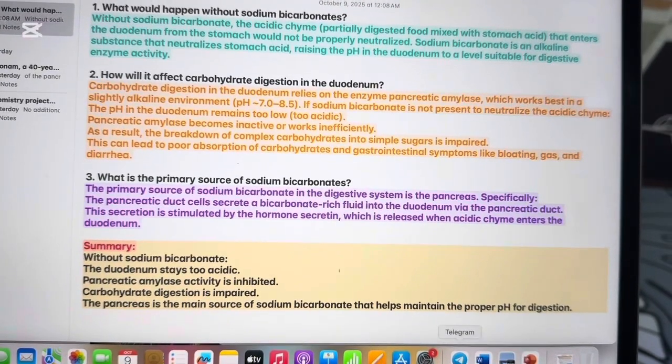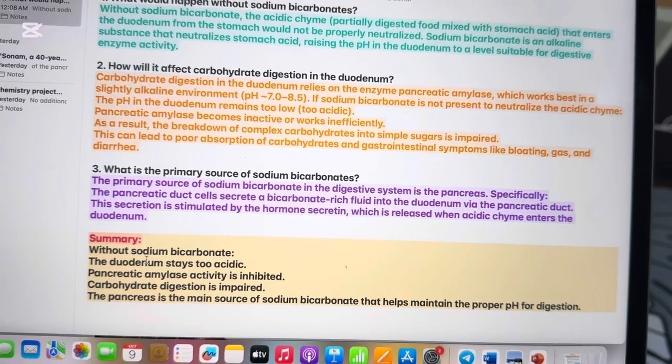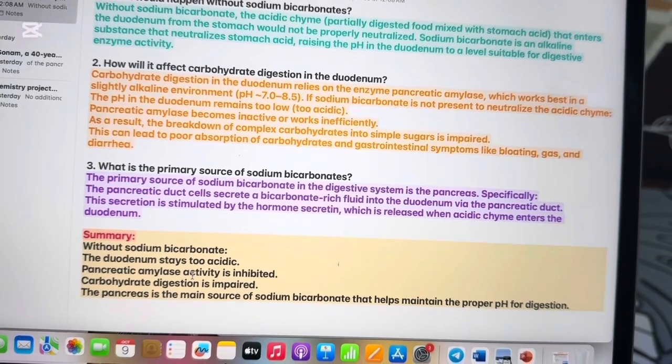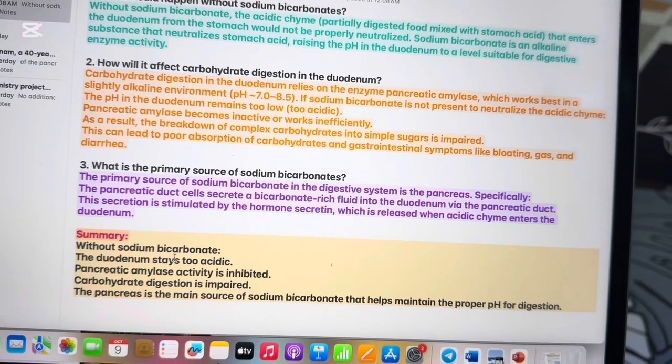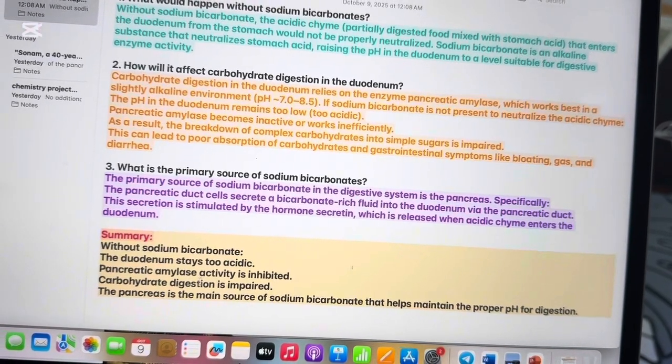So to summarize, without sodium bicarbonate, our duodenum stays too acidic. Pancreatic amylase activity is inhibited because it cannot function in an acidic medium. It has to be alkaline. Carbohydrate digestion is impaired.